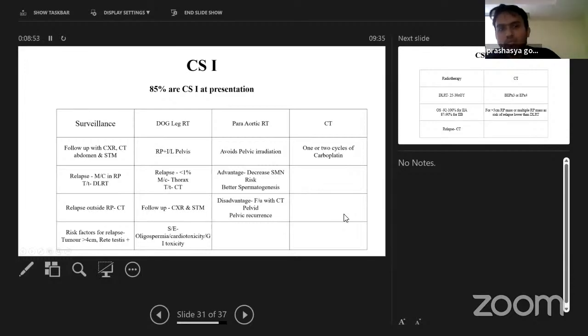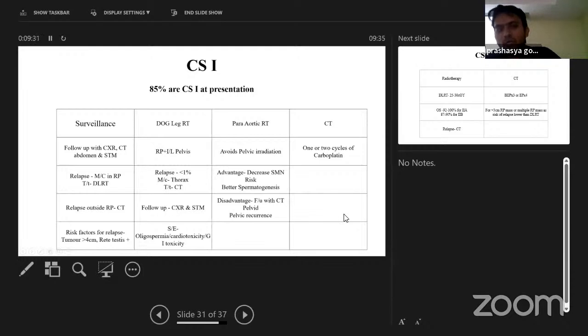If relapse occurs, it most commonly occurs in the retroperitoneum and is treated with dog-leg radiotherapy. If relapse occurs outside the retroperitoneum, it is usually treated with chemotherapy. The risk factors for relapse are if the tumor is greater than 4 centimeters, and if there is involvement of the rete testis. Dog-leg therapy involves radiotherapy to the retroperitoneum plus the ipsilateral pelvis. The risk of relapse is less than 1%, and when it occurs, it is most commonly in the thorax, and it is treated by chemotherapy.